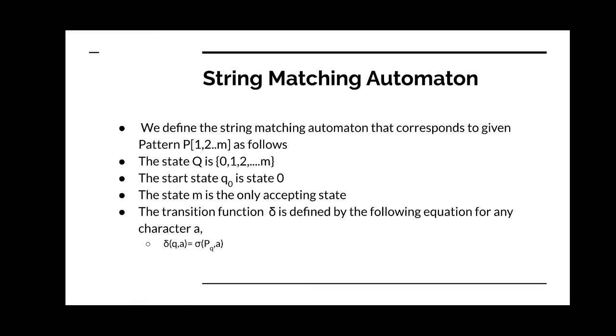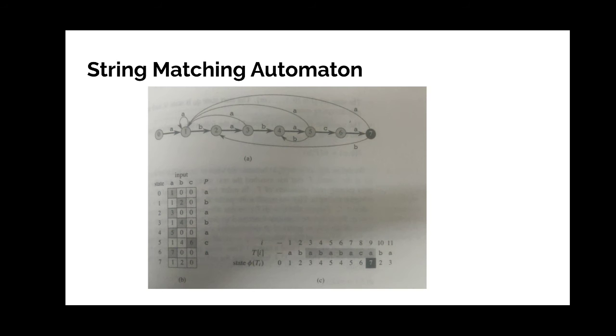Now the suffix function of P_q A gives the length of the longest prefix of the pattern which is also a suffix of P_q A. That is, if you add this character, how much you are going to end up matching. So that is what the transition function is also, and it can be proved.